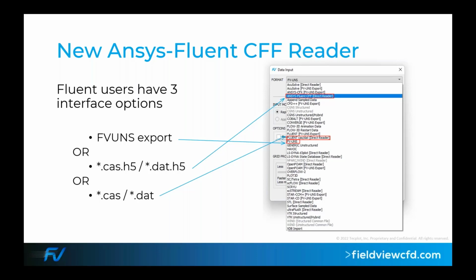That's another thing I should mention in terms of limitations for this reader. The Ansys SDK is not compatible with MPI Parallel, so this reader is serial only, while the FVUNS export maintains the grid partitioning and so can be read in parallel in FieldView.